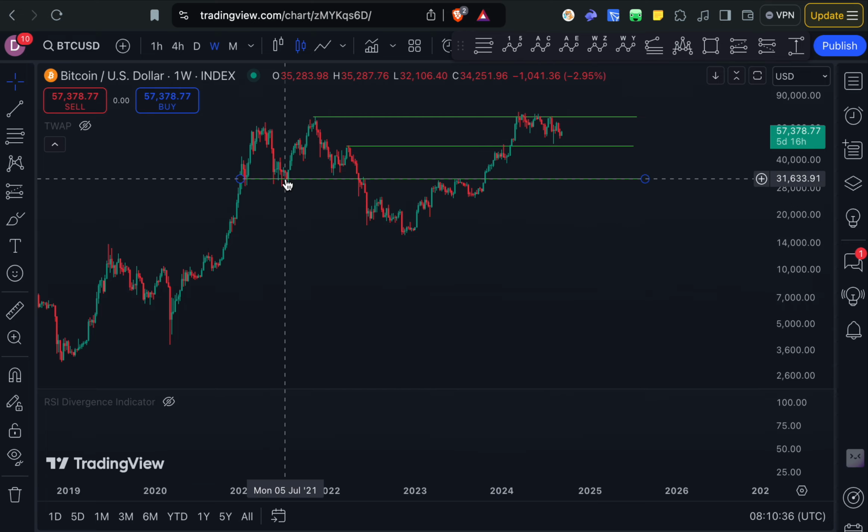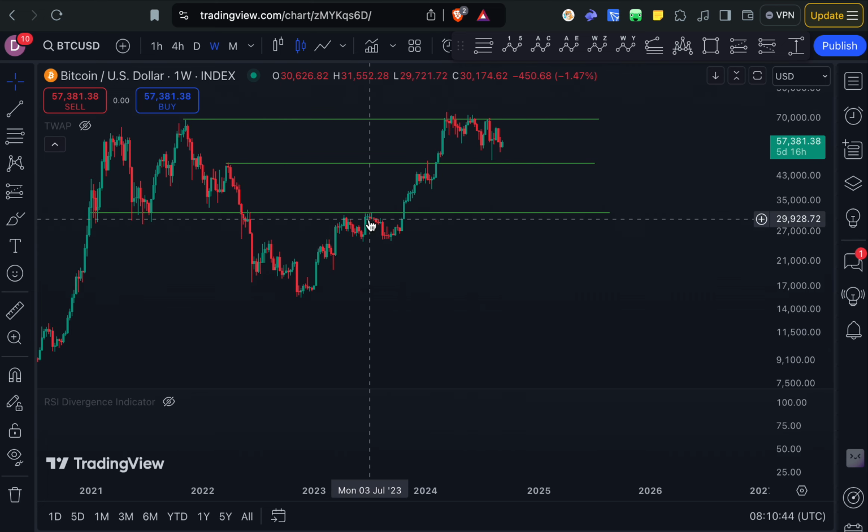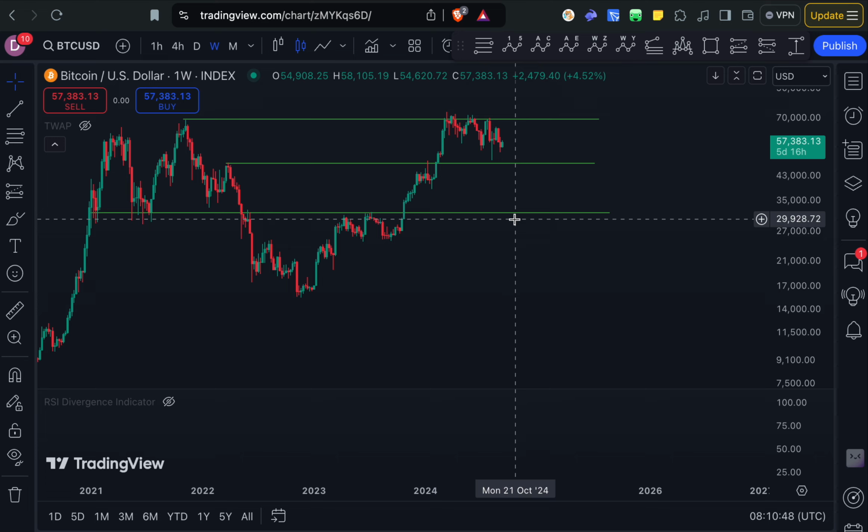I think it's better to emphasize recent price action over past price action. It just makes it more beautiful on the chart first of all, and just more likely. So these would be my horizontal lines.